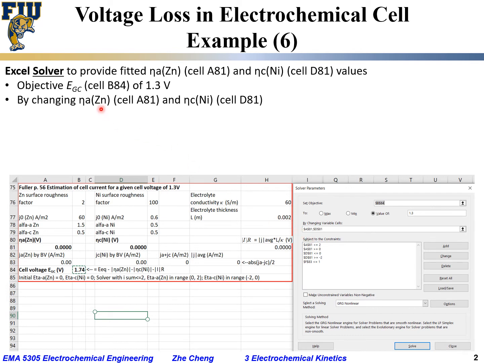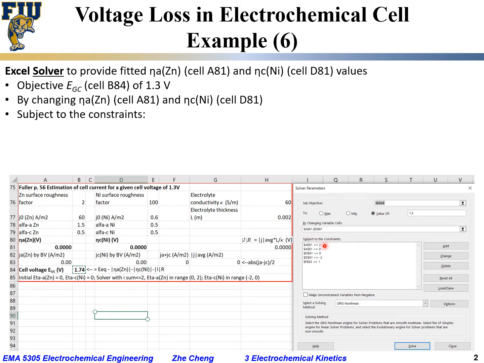Then we have by changing cell A81, which is eta A zinc anode overpotential, and cell D81, which is eta C nickel cathode overpotential. By changing these two cells to give the objective of EGC, galvanic cell potential, of 1.3 volt, and to help the fitting, we also added a few conditions, or so-called constraints, subject to the constraints.